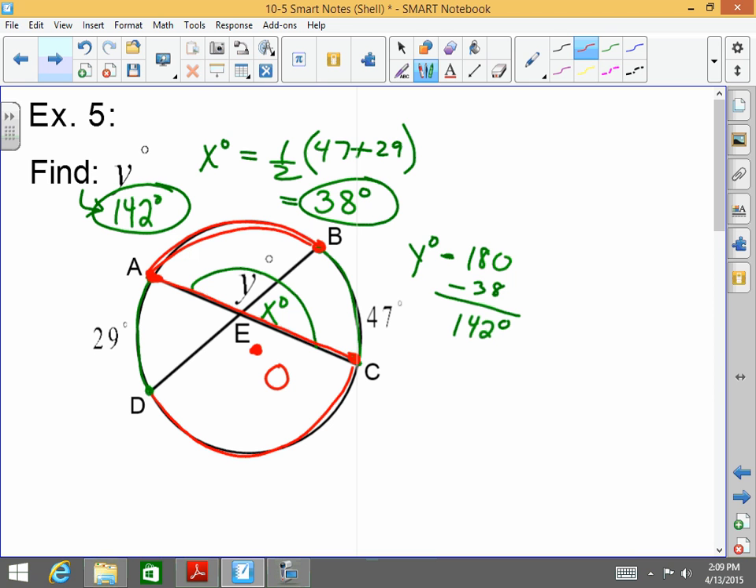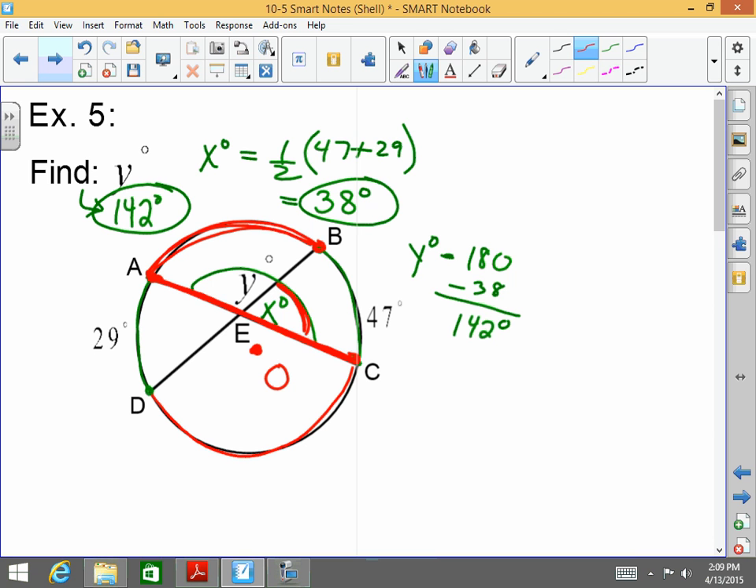Oh no, angle Y is 142. We did not make any assumptions. We found what this angle was here. Well, isn't this a straight line? So that straight line is 180. But is angle Y equal to AB? No. Why? Because it's not a central angle. Do you see what I'm saying, Johnny?